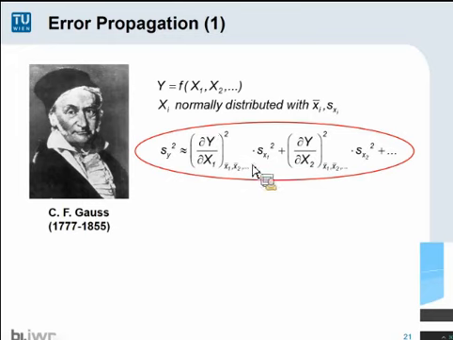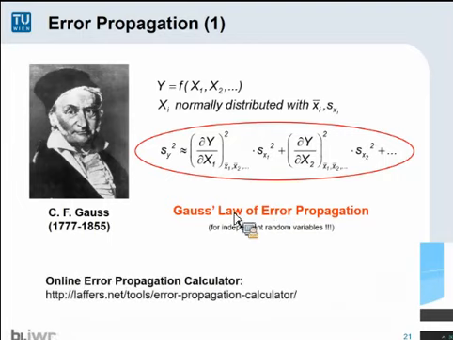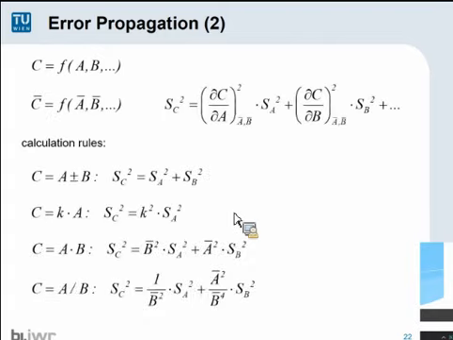Here is the formula. I do not want to go into detail here. It's called the Gauss law of error propagation. On the next slide, which I think you get in the handouts later, I've listed the results of a few of the basic calculation rules, plus, minus, multiplication, division, and what the result of error propagation looks like.